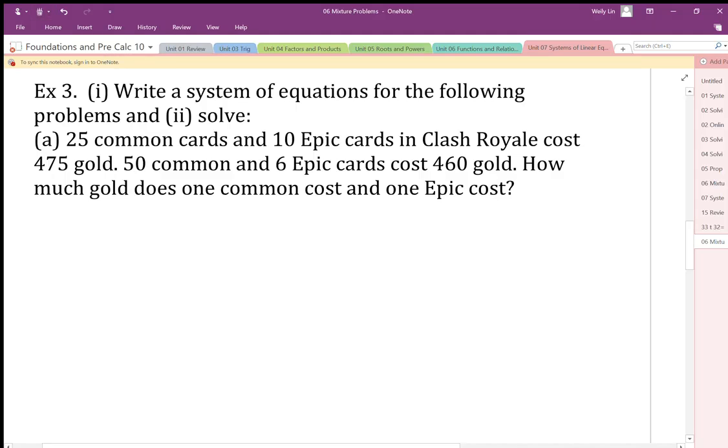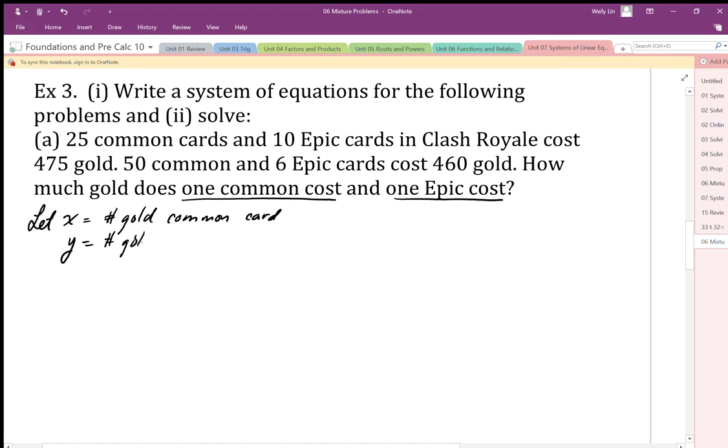We want to make sure that we identify what our variables are, what we're looking for. So the cost of one common card and the cost of one epic card. So I'm going to make my let statement. Let x equal the number of gold for common cards. And then we'll let y equal the number of gold for the epic cards. Okay, so we've established our unknowns.